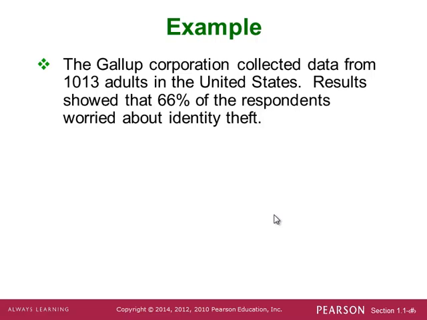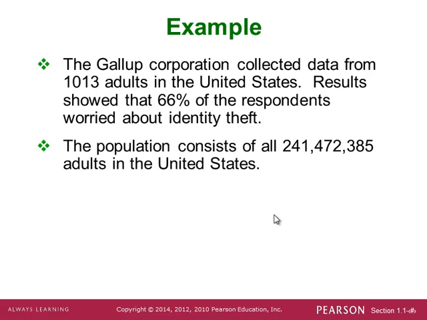So here's a bit of an example here. The Gallup Corporation, they're famous for the polls and surveys that they do. And suppose that in this example the Gallup Corporation collected data from 1,013 adults in the United States. And suppose, though, that 66% of those adults surveyed worried about identity theft. So in this study, to answer the question, what is the population under consideration? Well, the population consists of all the adults in the United States.